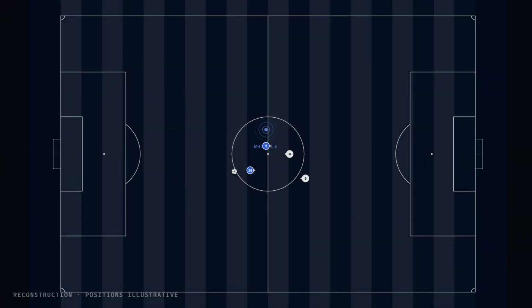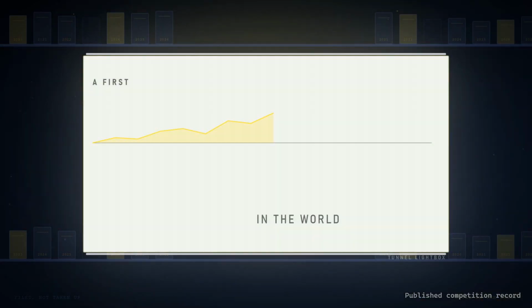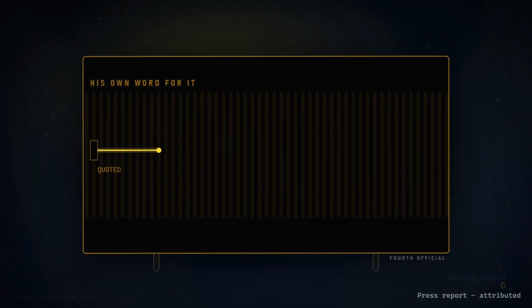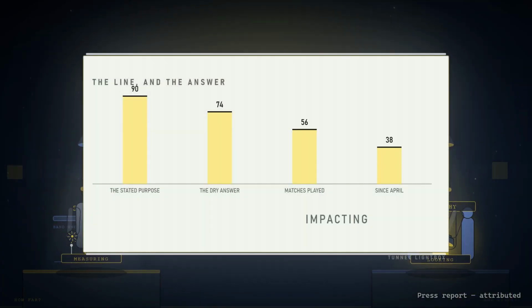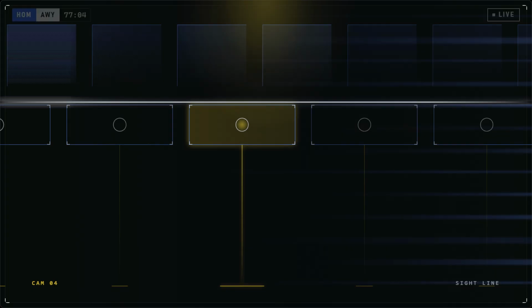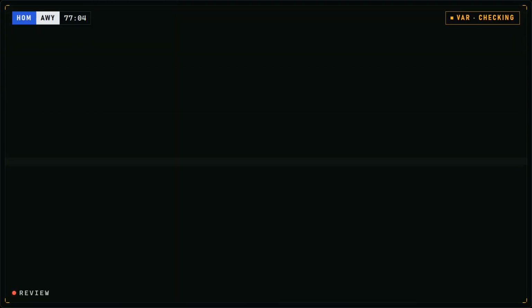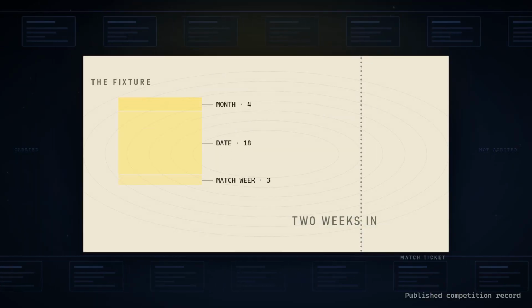On the 4th of April, the Canadian Premier League kicked off under the daylight law, the first senior professional competition in the world. Wenger's own word for it: a test to, quote, better understand its impact. It has been impacting since April. 2 weeks in, it produced a goal that could not have stood in any other senior professional league in the world.